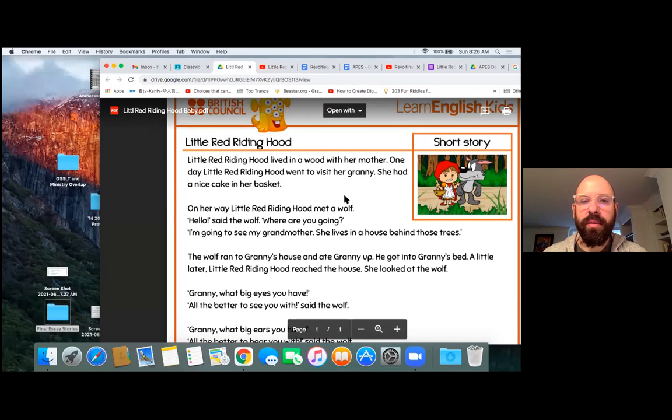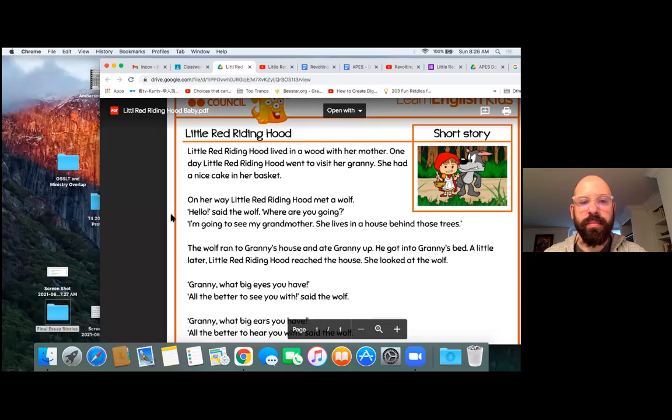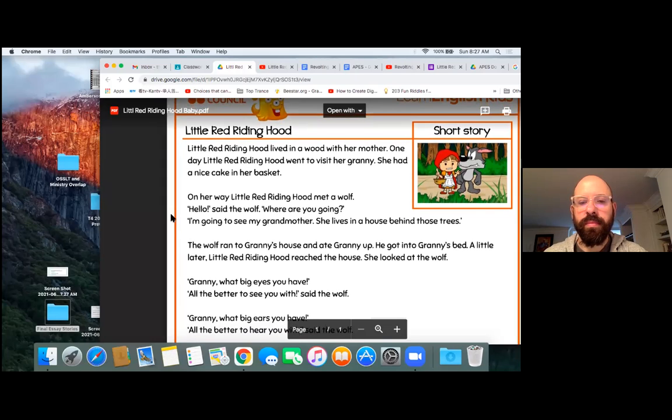Little Red Riding Hood lived in a wood with her mother. One day, Little Red Riding Hood went to visit her granny. She had a nice cake in her basket. On her way, Little Red Riding Hood met a wolf. "Hello," said the wolf. "Where are you going?" "I'm going to see my grandmother. She lives in a house behind those trees." The wolf ran to Granny's house and ate Granny up. He got into Granny's bed. A little later, Little Red Riding Hood reached the house. She looked at the wolf.